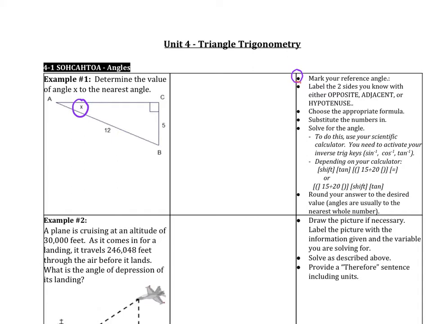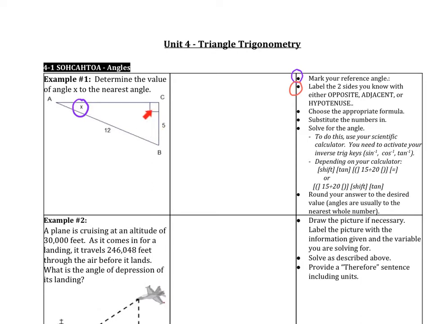The second step is to label the two sides you know with either opposite, adjacent, or hypotenuse. Now, there's three sides, but you're only given the values of two sides. So it's easier for you if you only label these two sides. Don't label this side, because if you label just these two sides, then it'll be easier for you to figure out which formula it is.